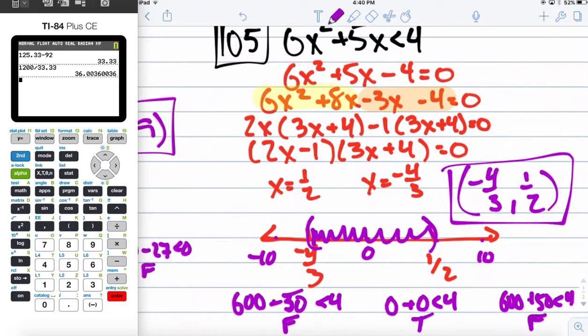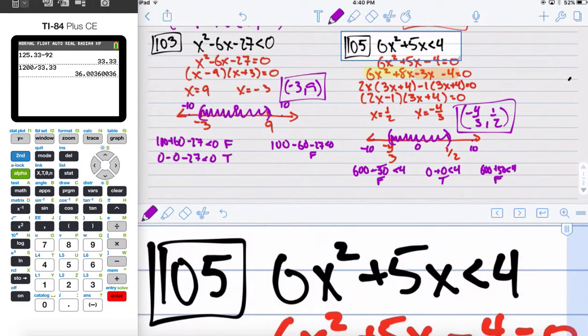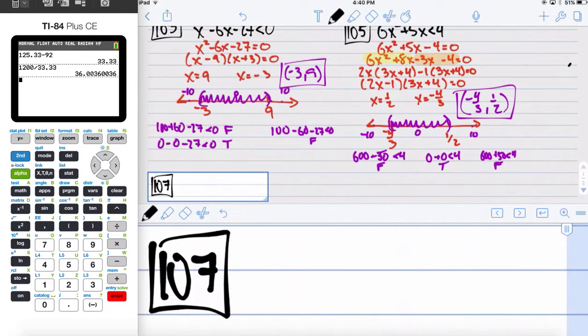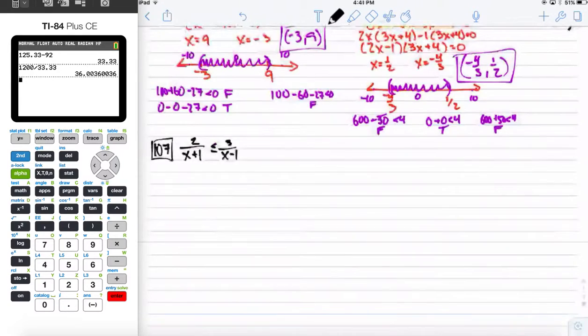Alright, so we're ready to start on 107. We were working chapter 1, sections 7 through 8, and chapter 9, sections 1 through 3. This is the review for that, starting with problem number 107. Problem 107 says 2 over x plus 1 is less than or equal to 3 over x minus 1. Okay, so this one's a little bit different.